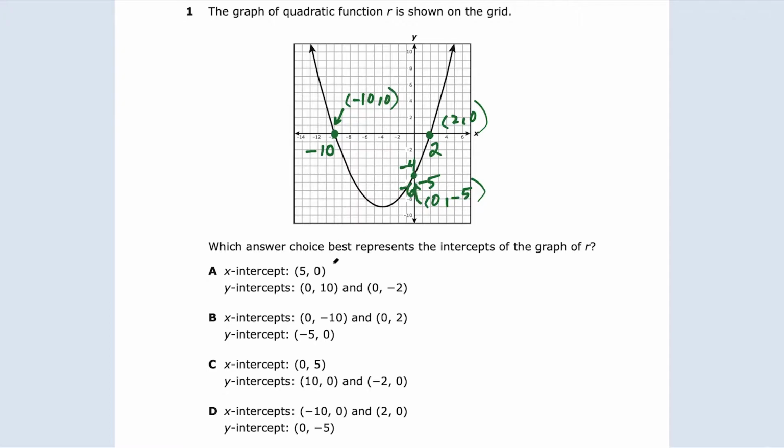So now we scan the answer choices here. So we have x-intercepts at (-10, 0) and (2, 0), and we have a y-intercept at (0, -5). So choice D would be our answer.